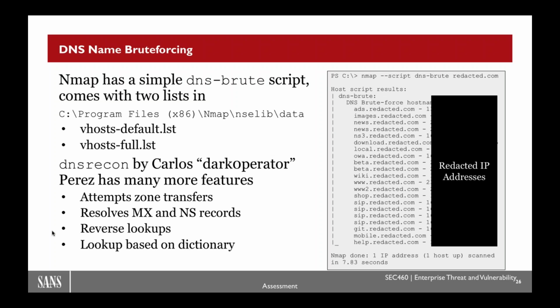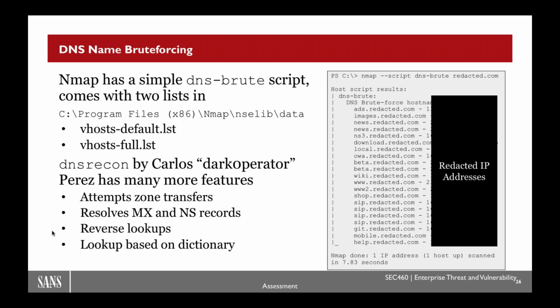What I like even better, though, than Nmap is DNS Recon. DNS Recon does a lot of different things. It tries zone transfers. It tries to get MX records and NS records, so different types of records. It finds IP addresses and then tries to do a reverse lookup on those IP addresses, and then it uses a little bit bigger dictionary.